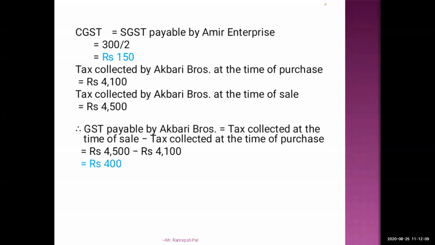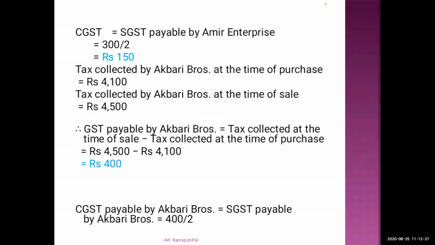Now we have to find out the CGST payable by Akbari brothers, CGST and SGST. Correct? What he paid the GST, but from this GST, how much amount he has given to the central government, how much amount is given to the state government. CGST means tax paid to the central government. SGST means tax paid to the state government.